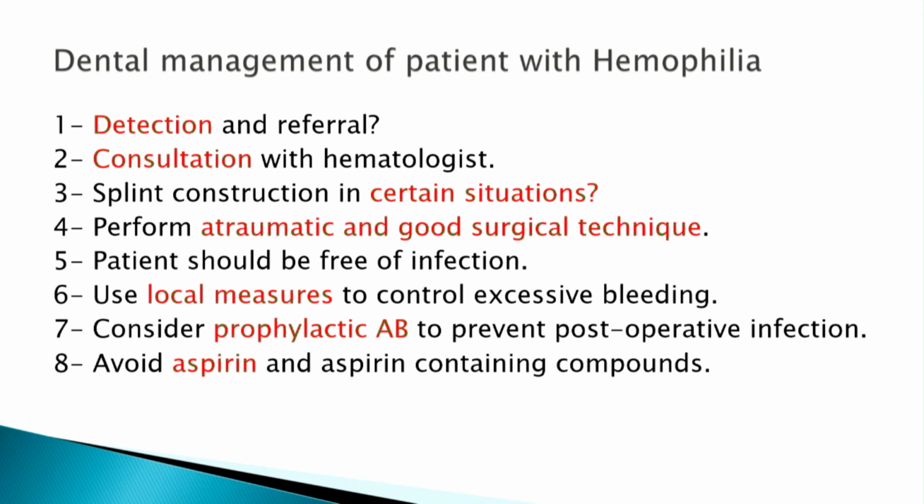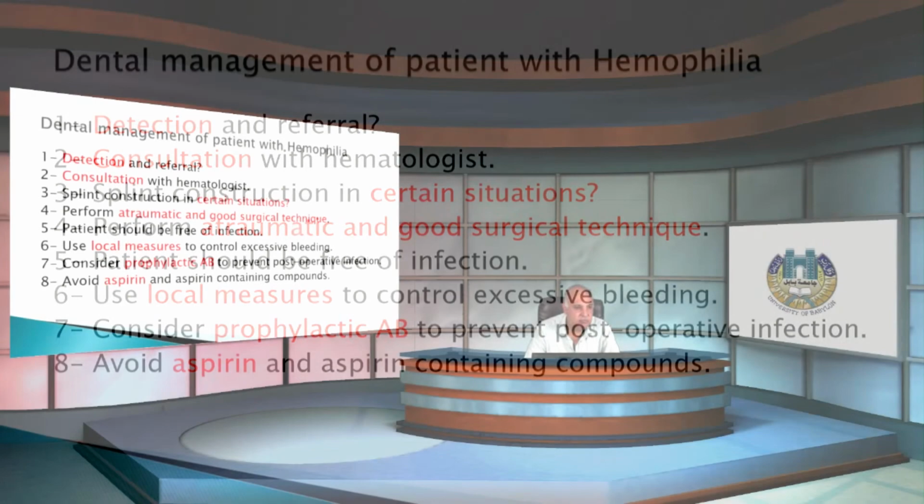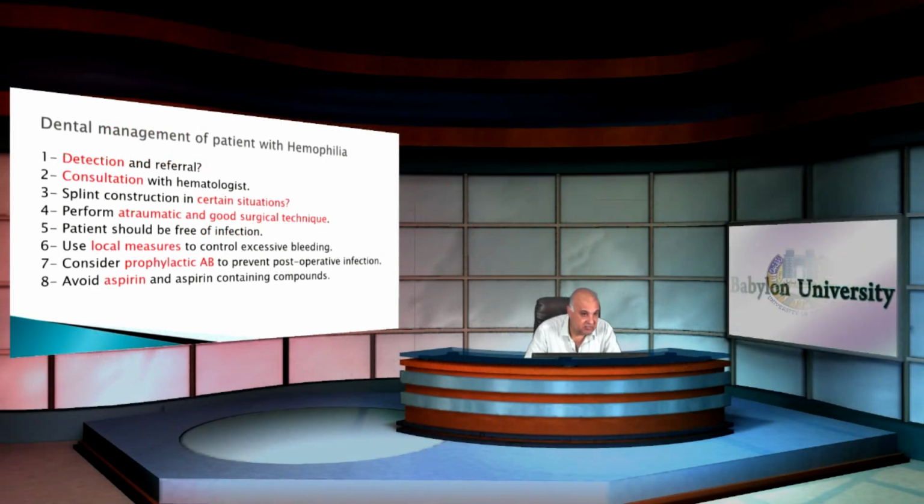Use local measures to control excessive bleeding, such as pressure pad, collagen fiber, thrombin, Oxycel or Surgicel, and sometimes even if there is bleeding from bone, we can use bone wax as well. Consider a prophylactic antibiotic to prevent post-operative infection. As I mentioned, infection is a predisposing factor of bleeding. And also we have to avoid aspirin and aspirin-containing compounds, because aspirin, we know, is antiplatelet, so it prevents the aggregation and formation of the blood clot, and we have to avoid it.